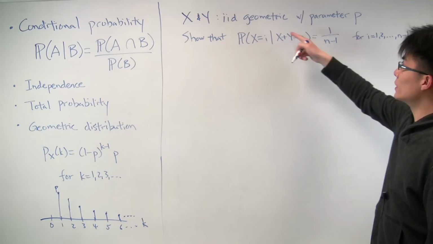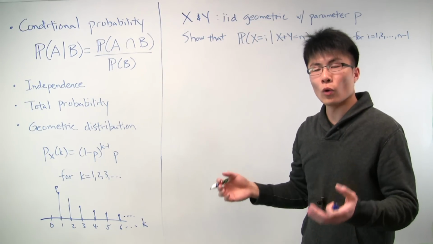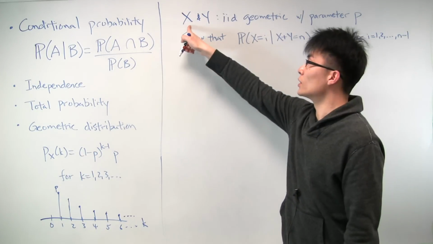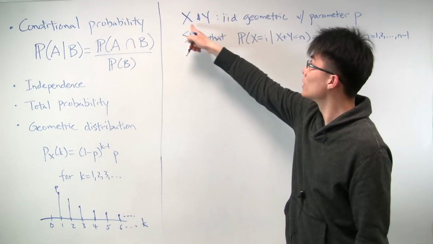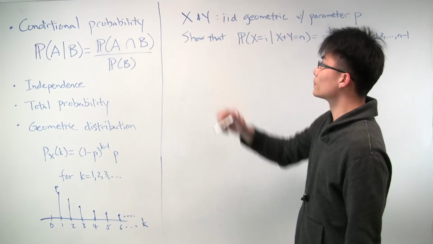So one way to think about that is that you have two friends who are independently flipping coins with the same probability of heads, both equal to P. And X is the number of flips until the first friend gets his first heads, and Y is the number of flips until the second friend gets his first heads.